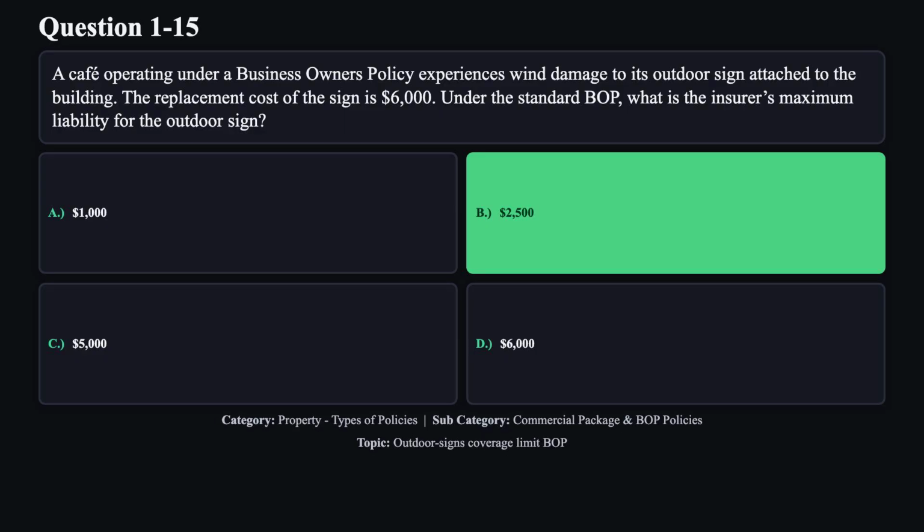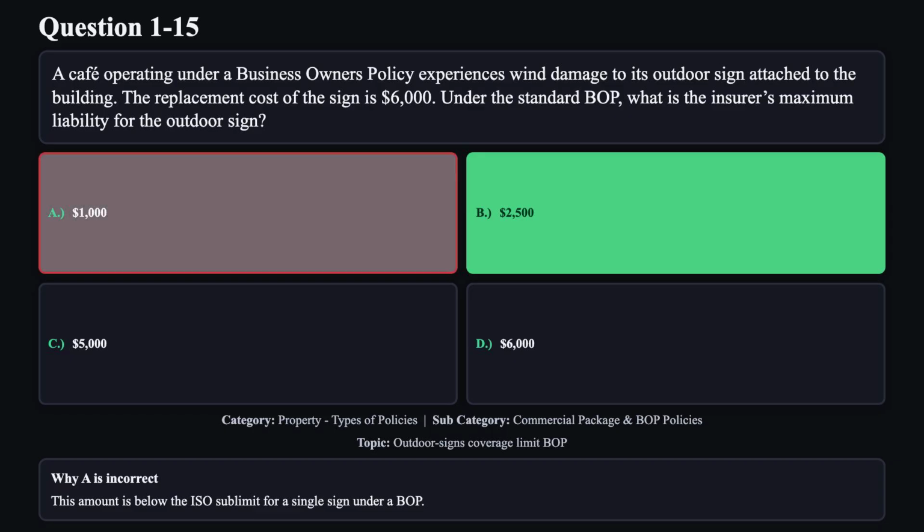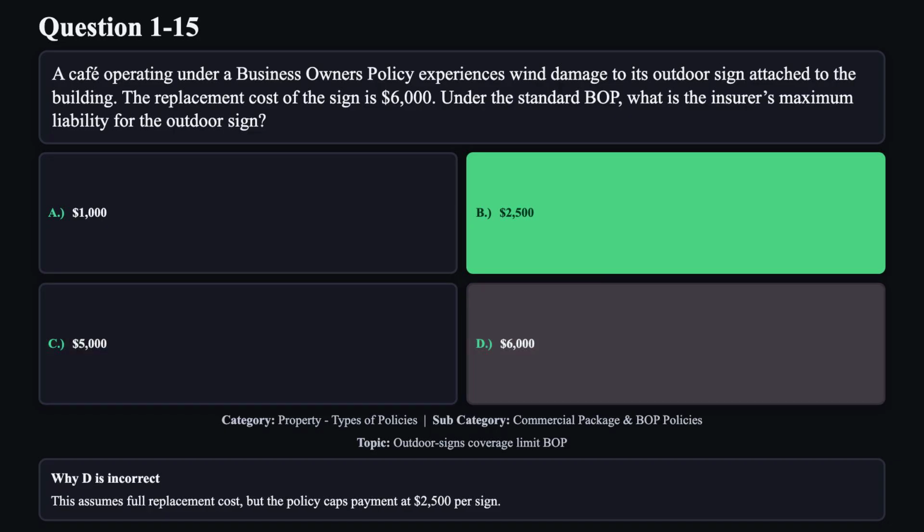The correct answer is B. The standard BOP includes a special sublimit for outdoor signs of $2,500 per sign, without coinsurance or aggregation beyond that amount. Reason A is not correct. This amount is below the ISO sublimit for a single sign under a BOP. Reason C is not correct. This assumes doubling the sublimit, but the policy limit is fixed at $2,500 per sign. Reason D is not correct. This assumes full replacement cost, but the policy caps payment at $2,500 per sign.